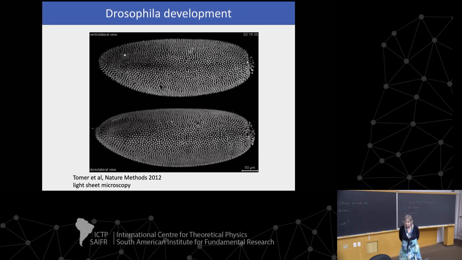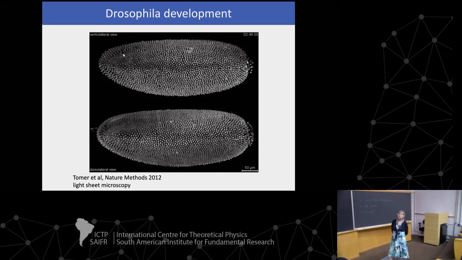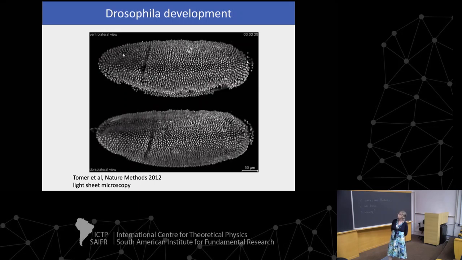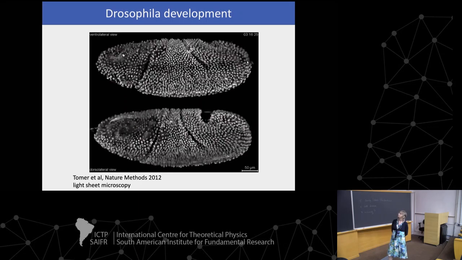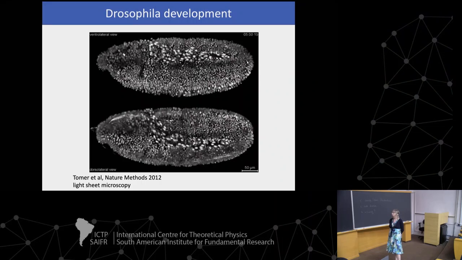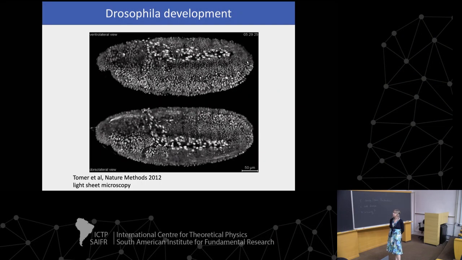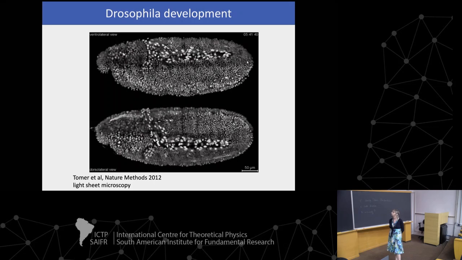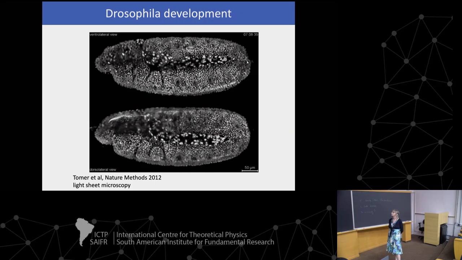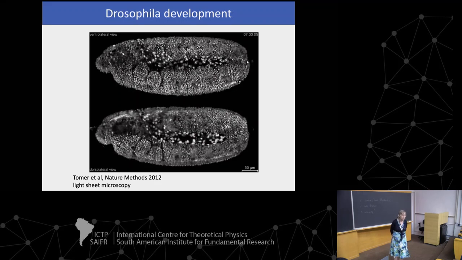I hope the movie's going to move. This is the fruit fly. This is Drosophila. And what you're seeing is individual cells of a baby Drosophila growing into a grown-up Drosophila. You can see correlated flows of these cells. You can see changes in shape, and you can see patterns forming. That's what we want to explain.